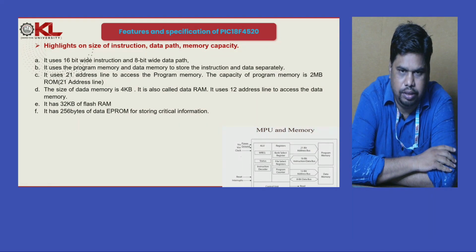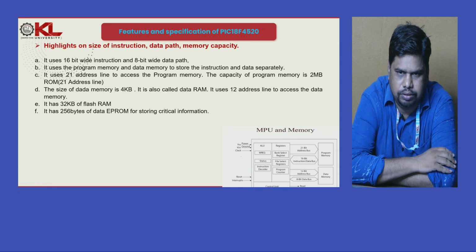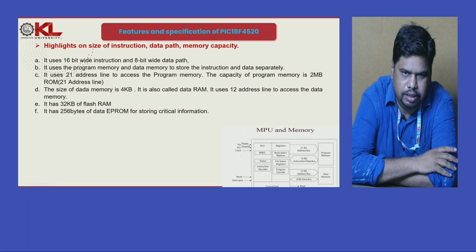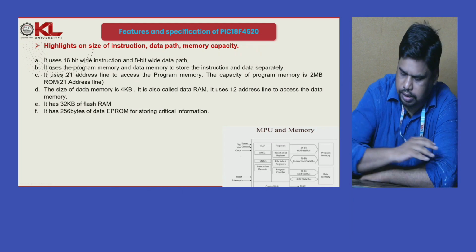To access the memory of the RAM, RAM basically stores temporary instructions and data. Whatever the instructions and data are, they will be stored in some memory. So to fetch from the RAM, it uses 12 address buses. The capacity of RAM is 2 to the power 12, and that is 4 KB. It also has 32 KB of flash memory. It has 256 bytes of data EEPROM that is used for storing critical information.